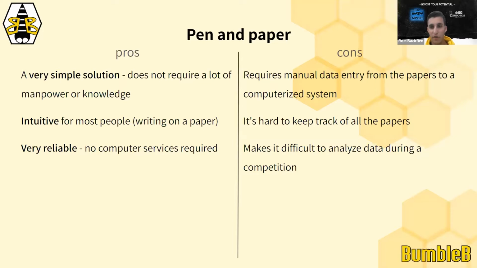Also, it's hard to keep track of all the papers because we have a lot of matches, a lot of teams, especially in bigger competitions. So it's very hard to keep track of all the papers. And also, it makes it difficult to analyze data during a competition because we have a lot of data and we need to manually enter it. So it can take a lot of time, and in competitions, we don't have this time. So we can't really analyze data during a competition. It will be very, very hard to do this effectively with pen and paper.